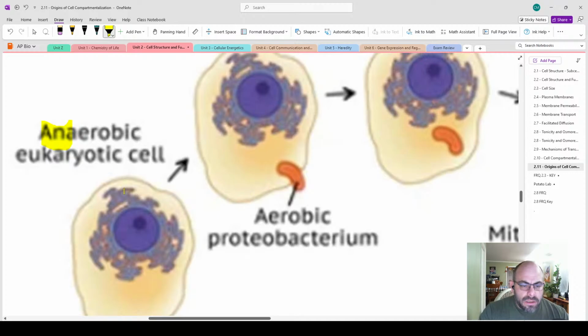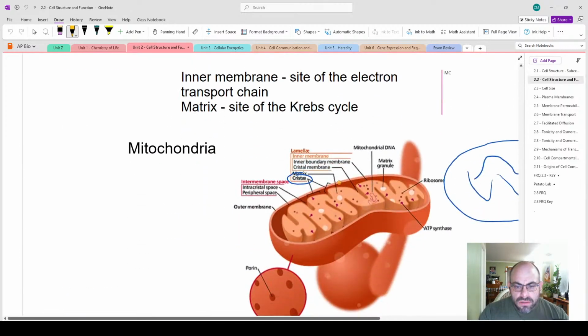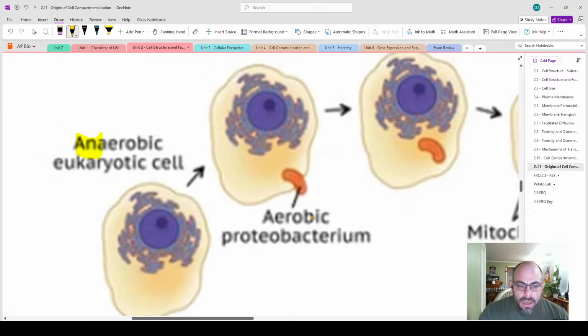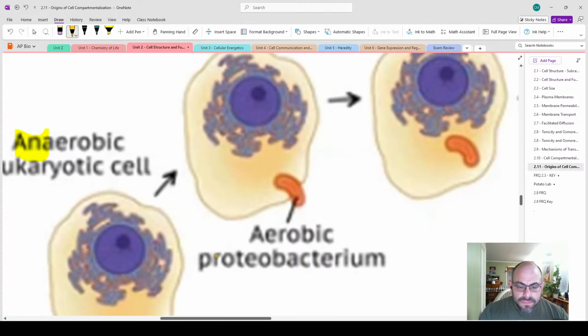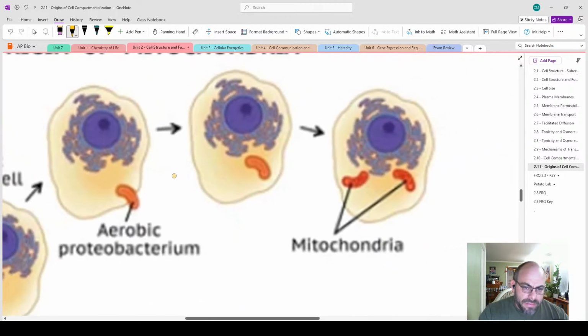And so it eats this aerobic cell, and the aerobic cell is able to use oxygen to do the process that we looked at earlier. This process, right? It's able to do cellular respiration, break down glucose, make ATP. And this cell wasn't able to do that before. And so something happens, right? We're not sure what happens.